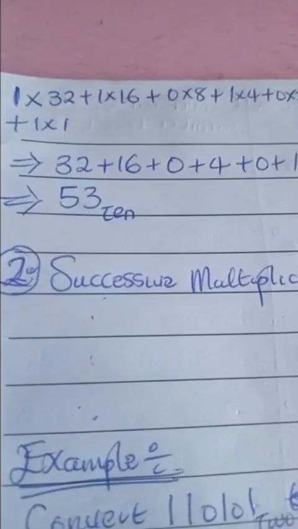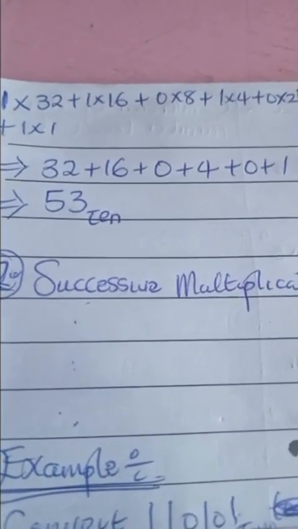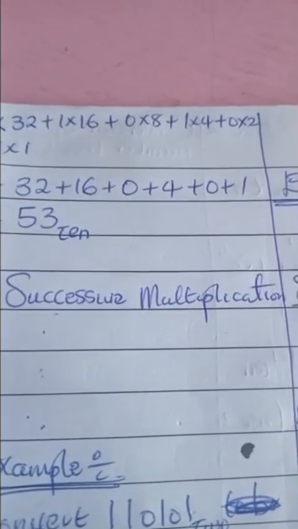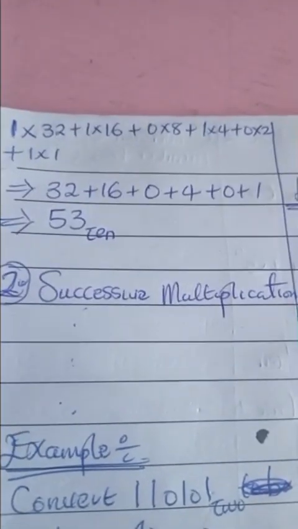2 raised to power 5 is 32. 2 raised to power 4 is 16. 2 raised to power 3 is 8. 2 raised to power 2 is 4. 2 raised to power 1 is 2. And 2 raised to power 0 is 1.